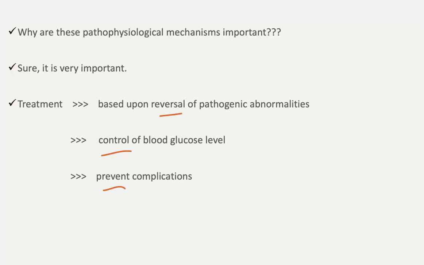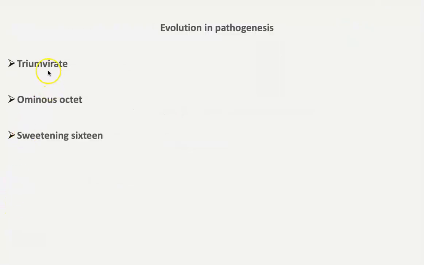This is the end of part 1 of the pathophysiology of type 2 diabetes mellitus, and I will discuss the evolution of pathogenesis in terms of the triumvirate, ominous octet, and sweetening cysteine in the next video.